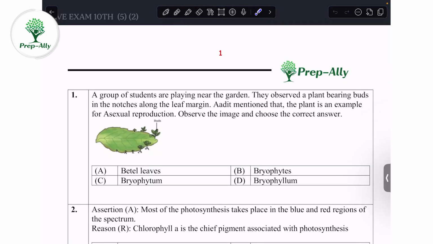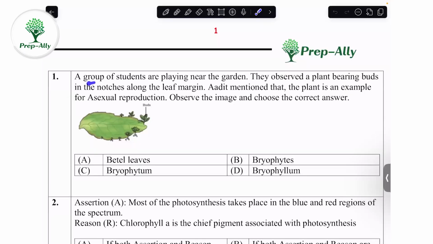So first question. A group of students were playing near the garden. They observed a plant bearing buds in the notches along the leaf margin. As it is mentioned that the plant is an example for asexual reproduction, observe the image and choose the correct answer. So indirectly they're asking to observe the picture and find out the correct answer.